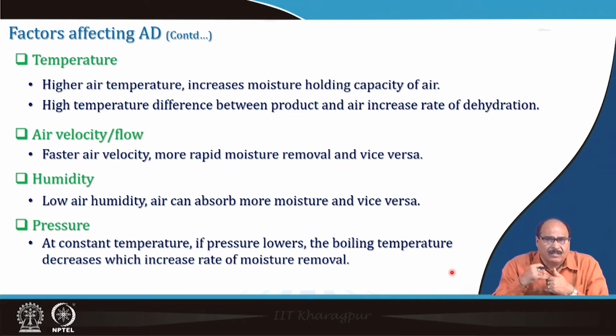Higher the temperature, the better the drying rate. A high temperature difference between the product and air increases the rate of dehydration. Similarly, air velocity or air flow. If air velocity is high, there will be more rapid removal of moisture, and vice versa. Humidity: with low air humidity, air can absorb more moisture, and vice versa. Even the pressure at constant temperature: if pressure is lowered, the boiling temperature decreases, with an increase in the rate of moisture removal, and lower pressure means that you create a vacuum. So hot air vacuum drying, this is the principle of that.